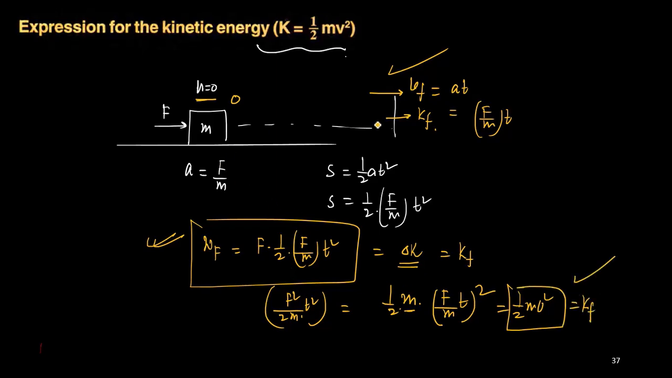So this is how I can prove that the total kinetic energy developed on the body is nothing but the work. Whenever I am applying a force on the body, the body is displaced by a certain distance, and once we calculate that distance, I can calculate the work done by this capital F force, and depending on that, I can also calculate the value of the kinetic energy.